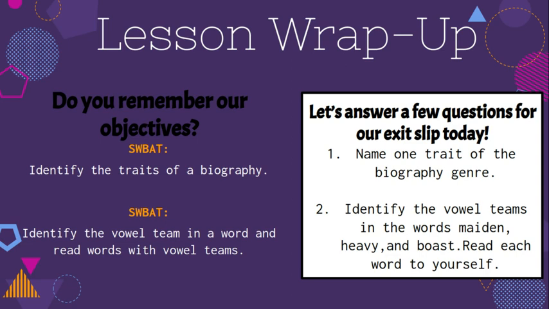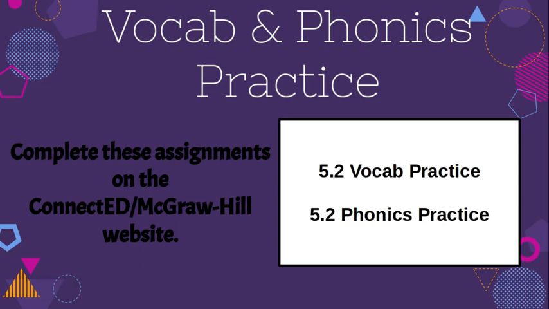Then the second one, you're going to have to identify the vowel teams in the words maiden, heavy, and boast. Make sure you read each word to listen for that vowel team sound. After you answer those questions about the genre and vowel teams, you will then need to go and complete some vocab and phonics practice. You need to complete the assignments from the McGraw-Hill ConnectEd website. The first one will be called 5.2 Vocab Practice, and the second one will be called 5.2 Phonics Practice.